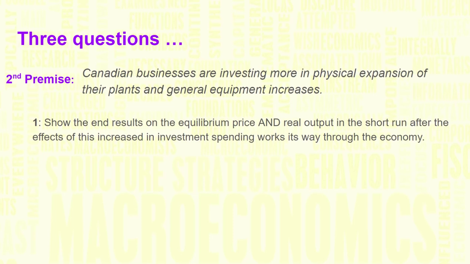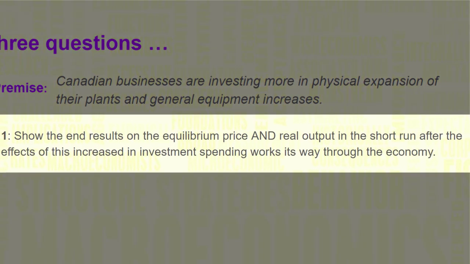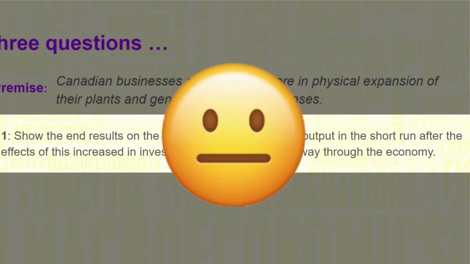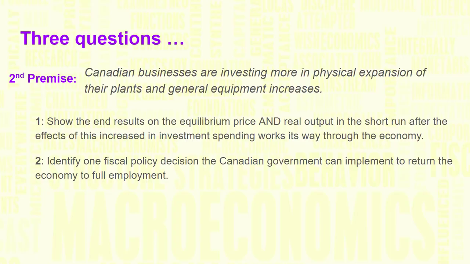So the first question is going to involve what happens after this increased investment works its way through the economy. I'm guessing it's going to involve some sort of line shifting to or fro, or maybe both AD and AS move, or maybe neither of them do. We will see. Read this question carefully.